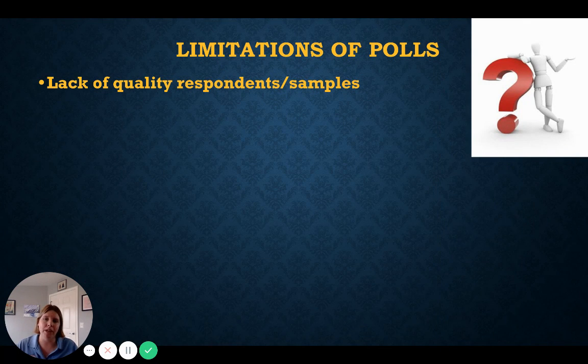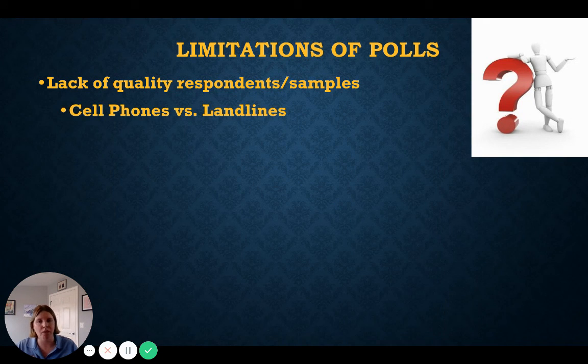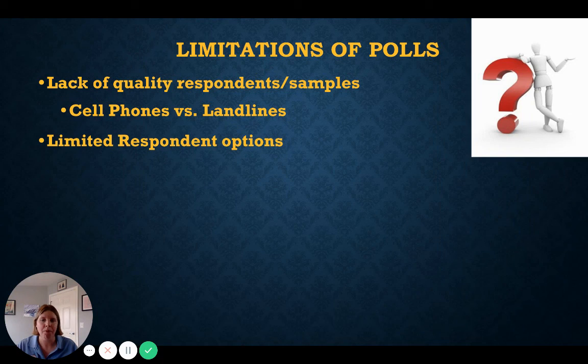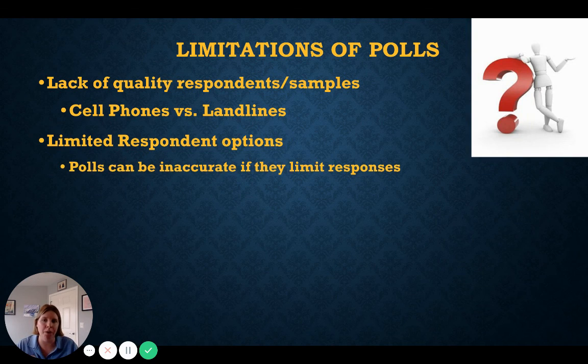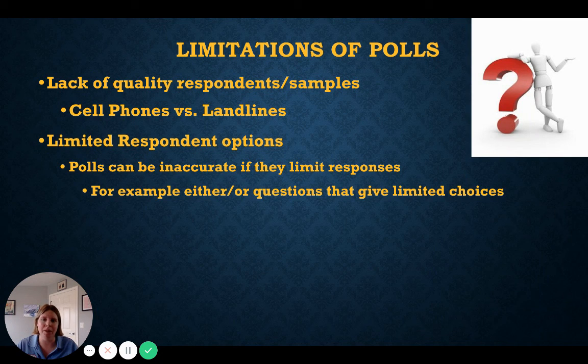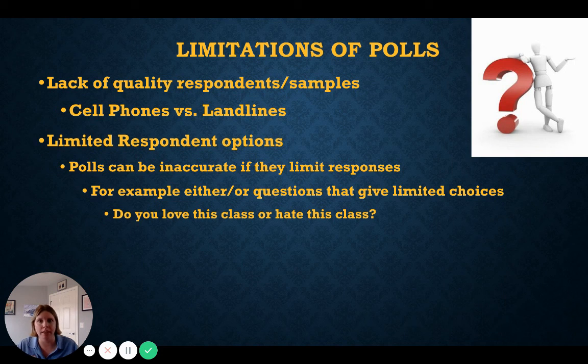So some of the limitations of polls are just the lack of quality respondents and samples. The cell phones versus landlines issue is a problem, and so are limited respondent options. If you have a poll that only has like 2 options, you don't offer a neutral or an I don't know, it can really be inaccurate if you limit those responses. So for example, I asked, do you love this class or hate this class? But what if you're somewhere in the middle? How would I accurately measure that if I only give you 2 choices?